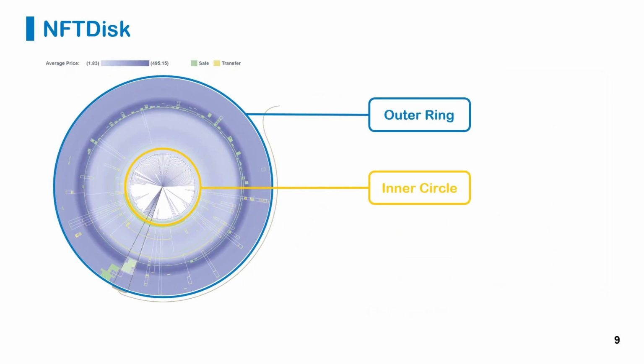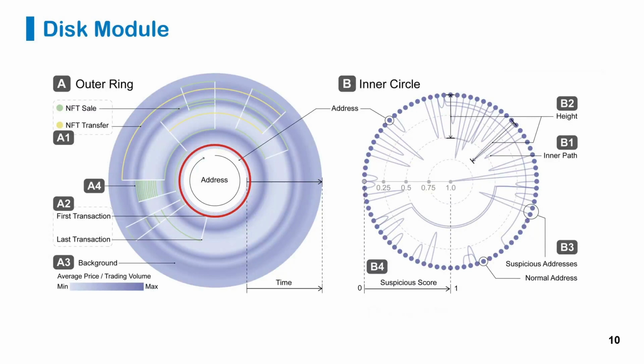The disk module consists of the outer ring and the inner circle. In the outer ring, the addresses are placed evenly around the circle, with each address occupying a radius of the circle at a specific angle. The passage of time, or the timeline, is represented by moving along the radius from the inner circle to outer circle. A radial gradient blue background is used to show the monthly average price or trading volume, where the depth of the blue indicates the specific value, and the change over time is represented by the inner circle to the outer circle.